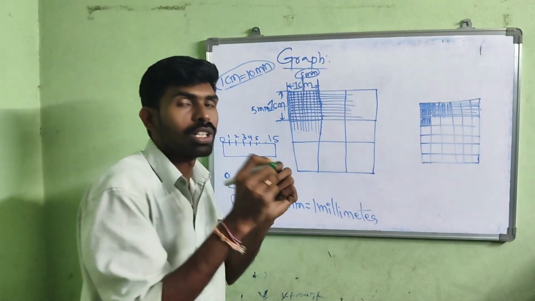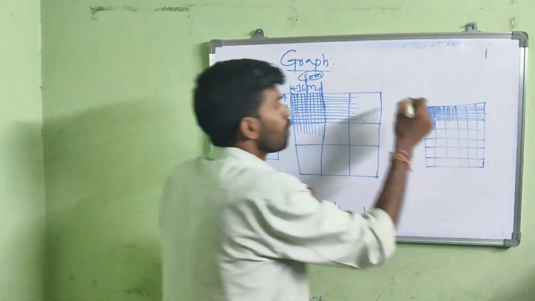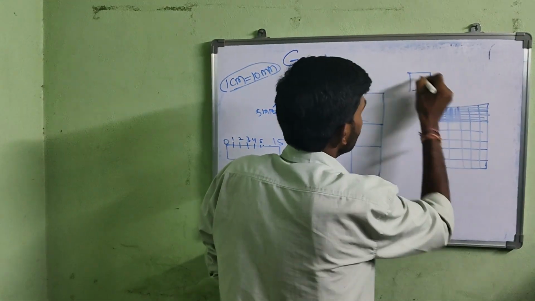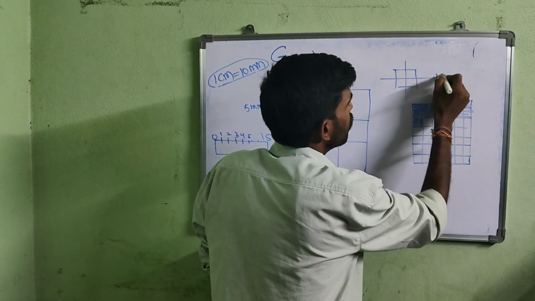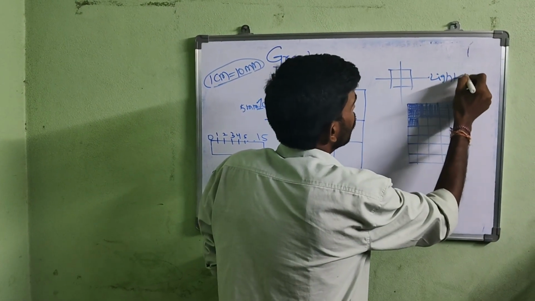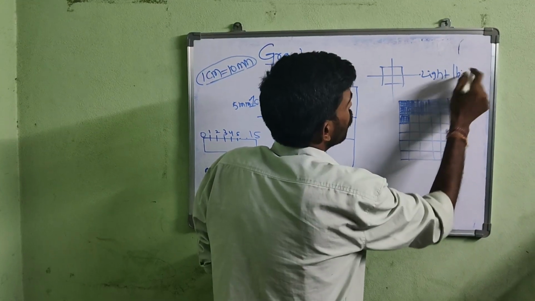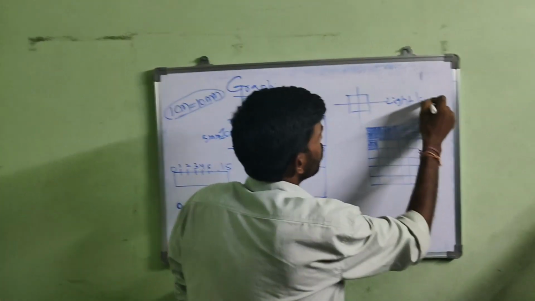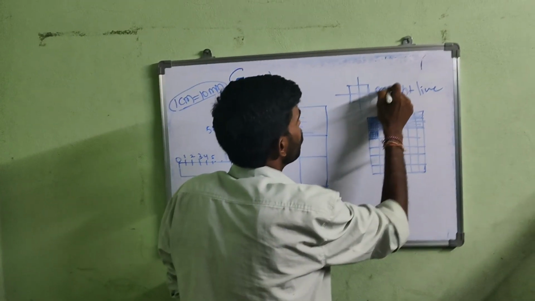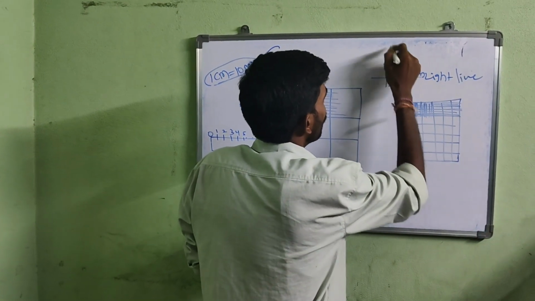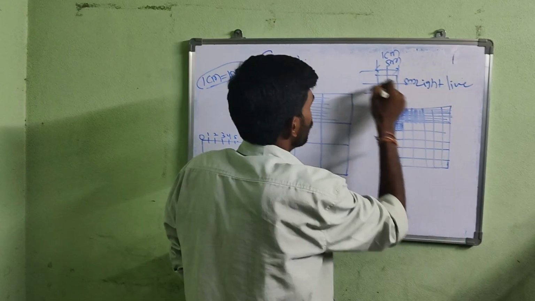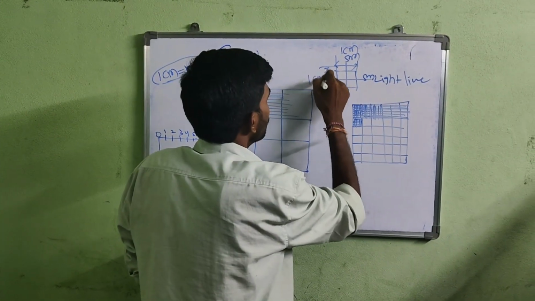5 millimeter for each and every box. Here 5 millimeter and 5 millimeter. Okay, light line is there, that is 5 millimeter. Here also 5 millimeter. This total box is 1 centimeter. This total box is also 1 centimeter.